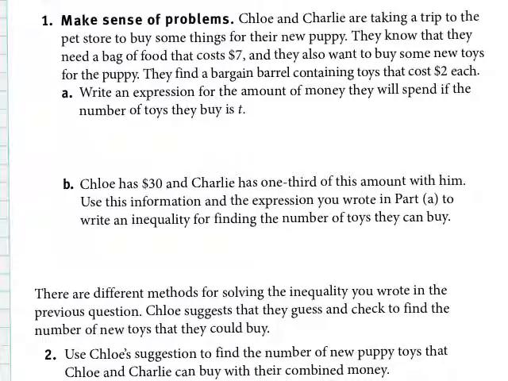All right, so 1A says, Chloe and Charlie are taking a trip to the pet store to buy some things for their new puppy. So let's think about what they're buying. They know that they need a bag of food, which costs $7. How many bags of food do they buy? Just a single bag of food for $7. So that's 7. Plus, what else do they buy?